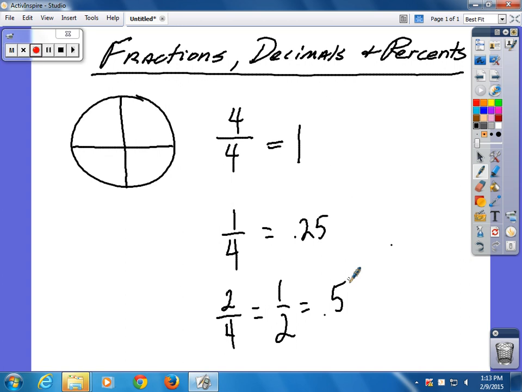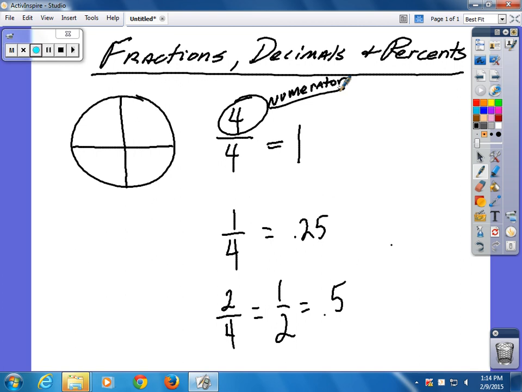So on a fraction, the numerator is going to be the pieces that are taken, the pieces that are sold, the pieces that are subtracted, the pieces that are eaten, in other words, something is done to those pieces. Whether they're thrown away, added to each other, or subtracted from each other, that is the numerator. Numerator represents the number that is affected.